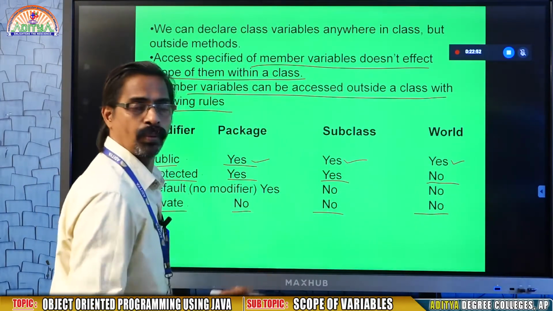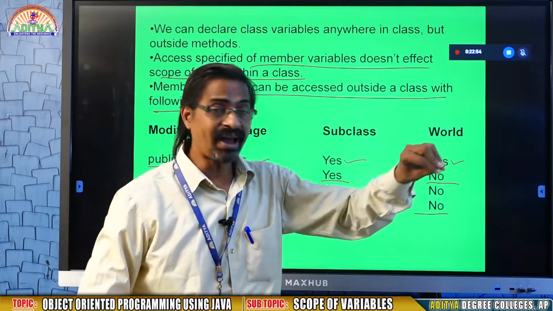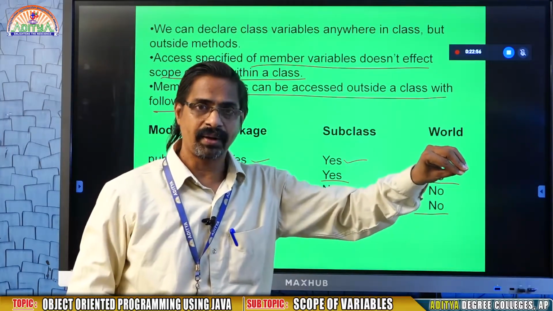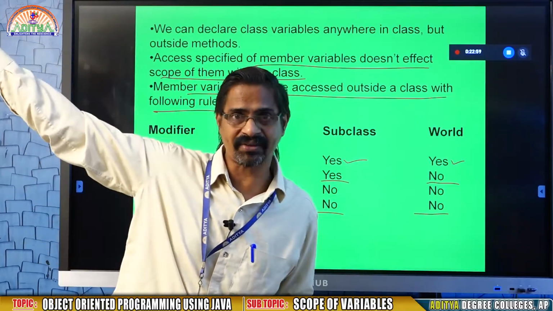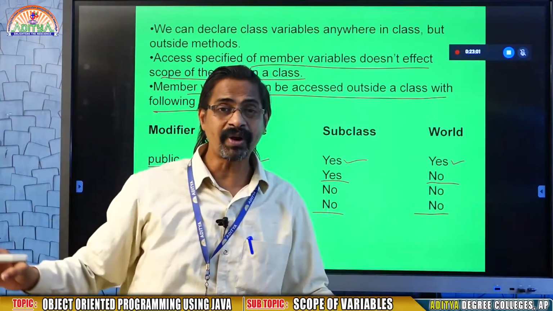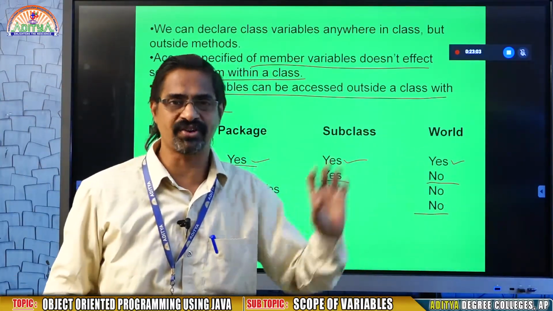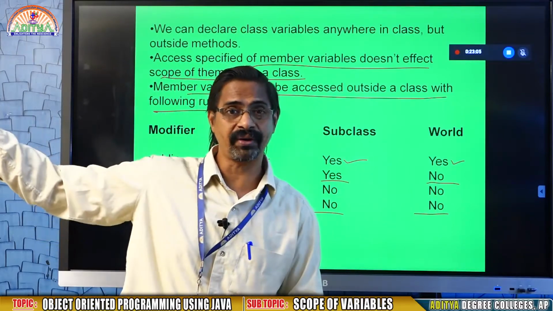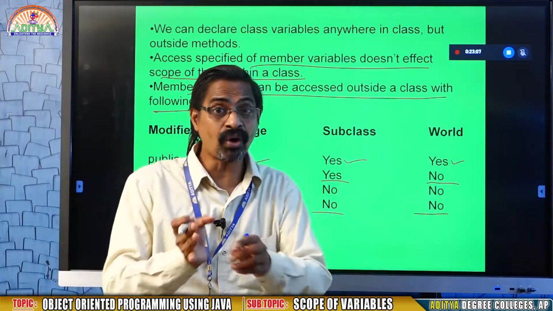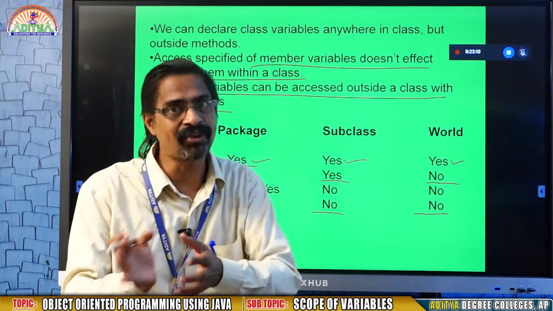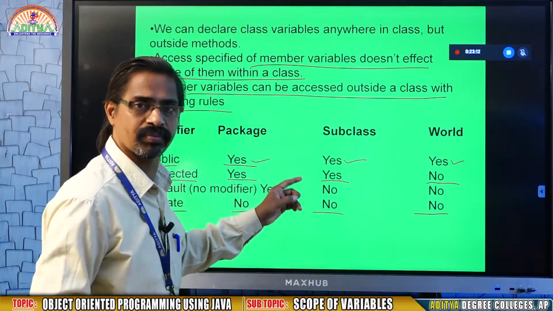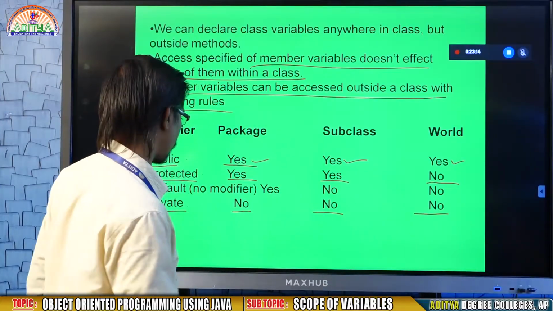Now, the outside world. No, because in a class the variable is protected. If I want to use this variable in another class, there will be no relationship. It means protected is nothing but a private. It won't go to the outside world, but it will allow only inside the subclass. Okay, that is the importance of protected.